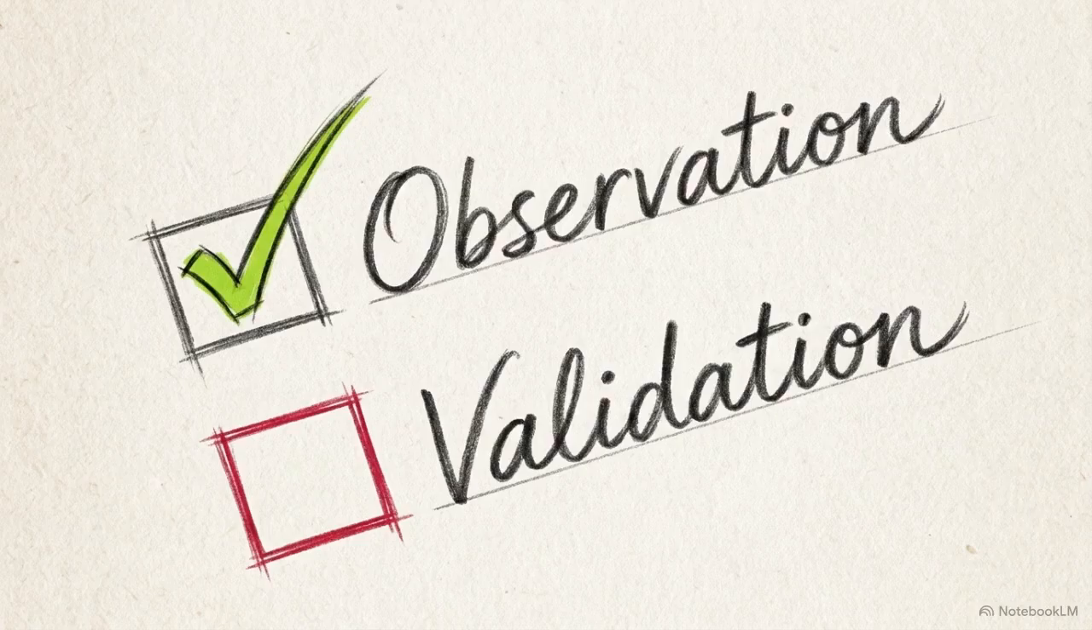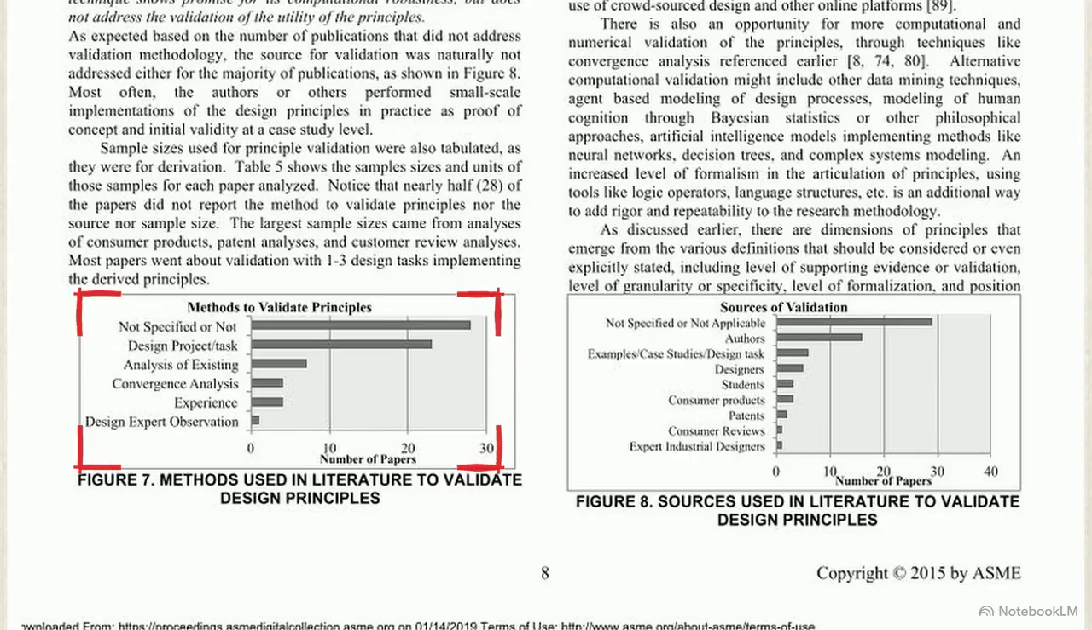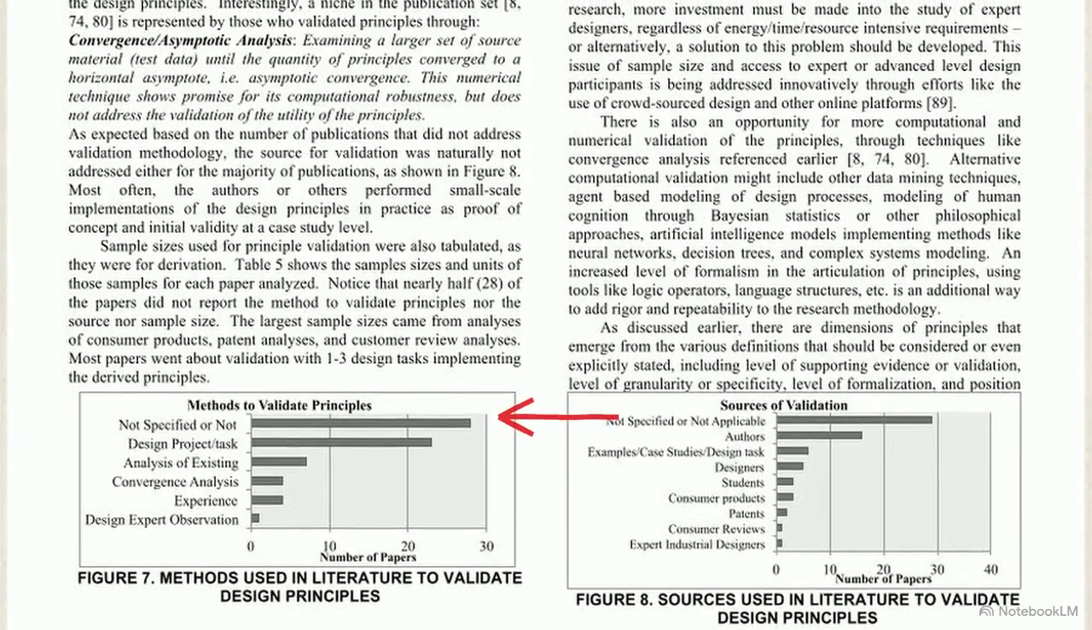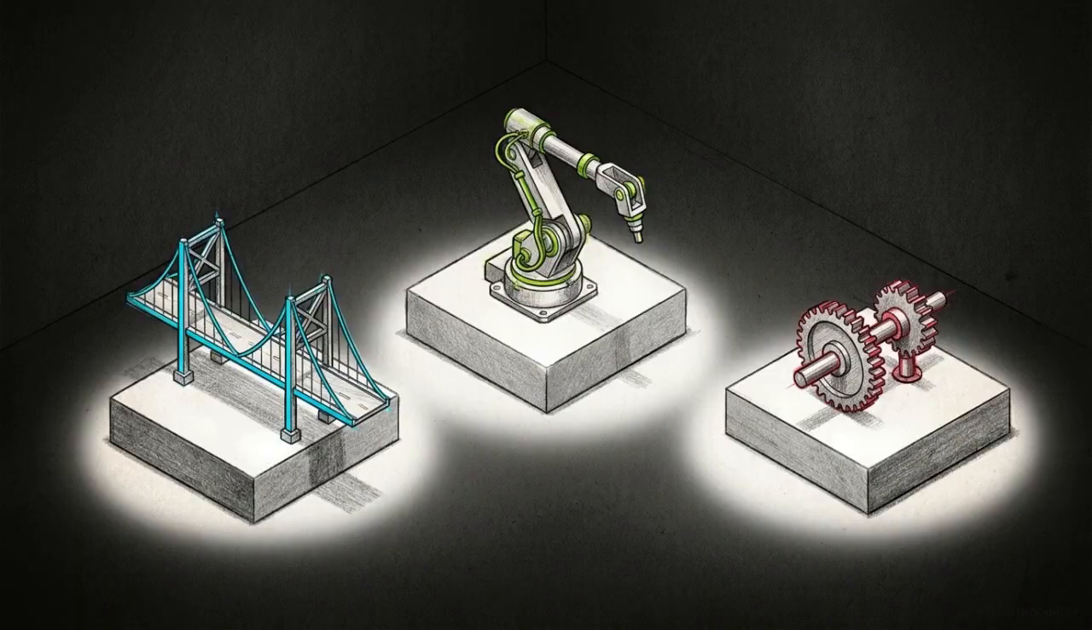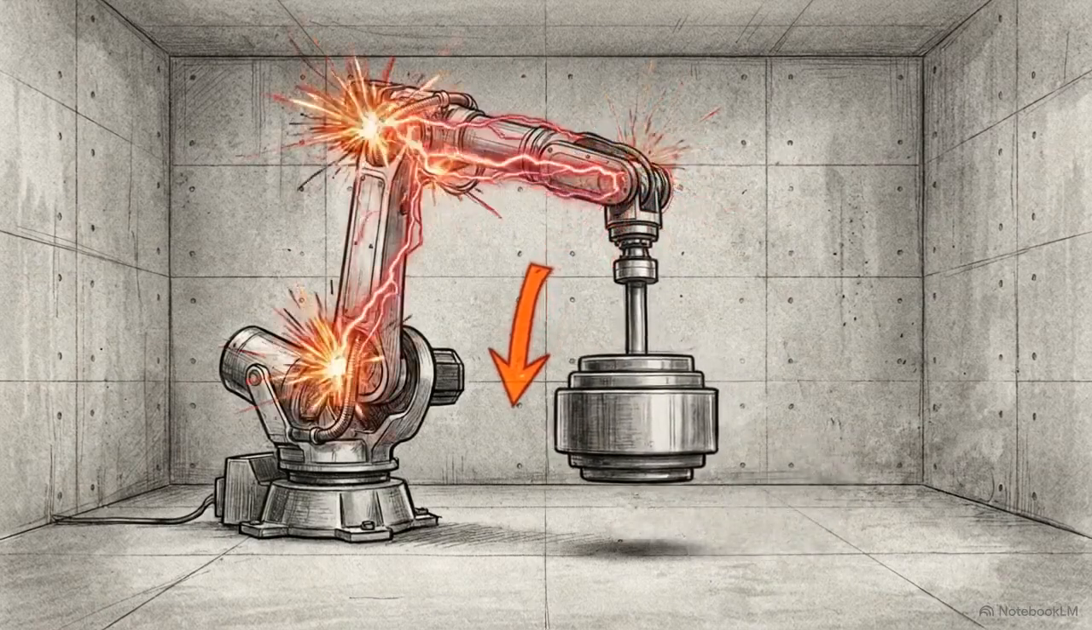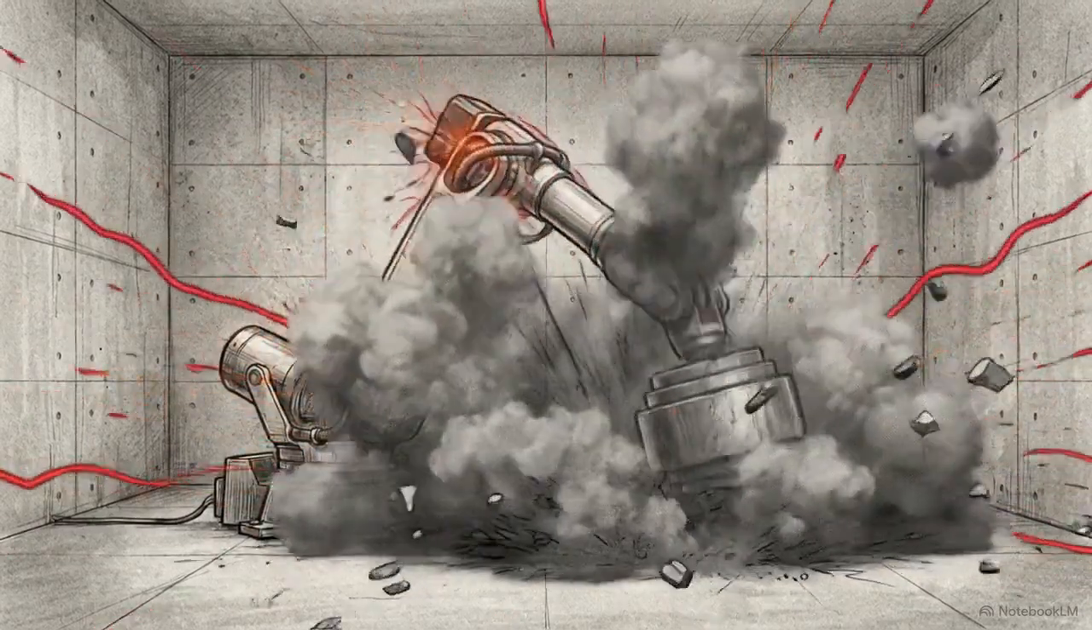That brings us to the next step in the scientific method, validation. This figure categorizes the ways researchers attempt to validate the principles they publish. The data shows a significant gap. A large portion of the reviewed publications fall under not specified or not applicable, meaning they do not explicitly define a validation methodology. When validation does occur, it typically relies on a design project, which often consists of only 1 to 3 isolated design problems or student case studies. Testing a concept on a small number of isolated tasks is often insufficient to classify it as a foundational law.